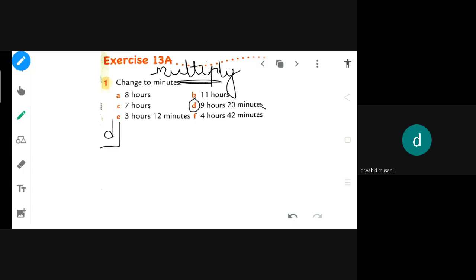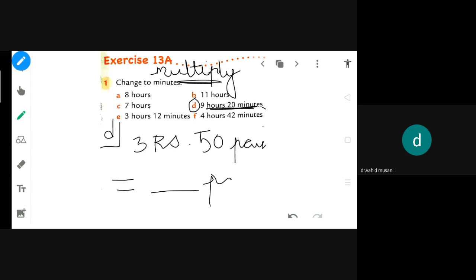So everyone, you can see 9 hours and 20 minutes is written. So it is like rupees and paise only. I'm giving an example of first rupee and paise, like 3 rupees and 50 paise. So total how many paise is this?